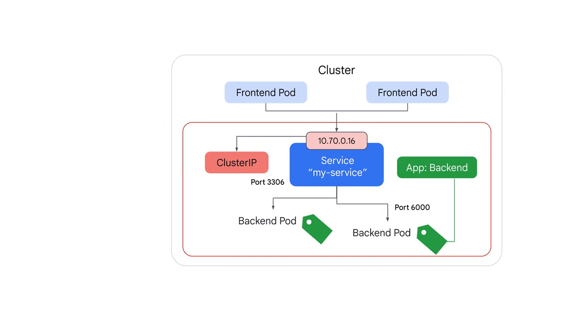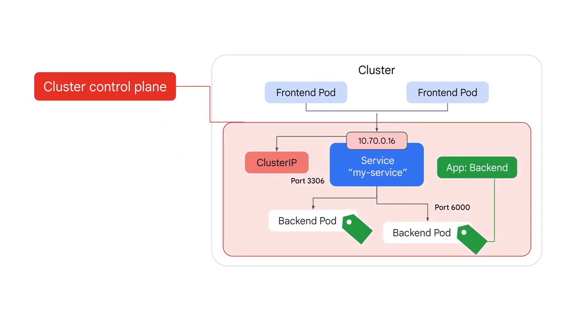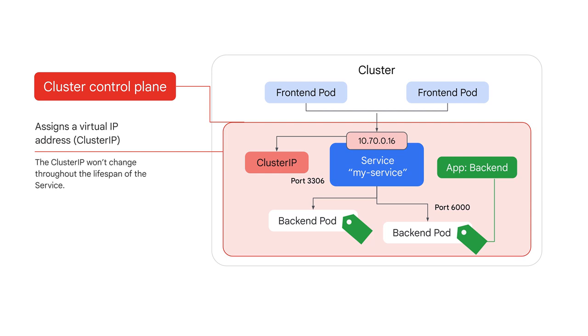When the service is created, the cluster control plane, which is responsible for managing the cluster's nodes and workloads, assigns a virtual IP address, also known as cluster IP, from a reserved pool of alias IP addresses in the cluster's virtual private cloud. This IP address won't change throughout the lifespan of the service. The cluster control plane selects pods to include in the service's endpoints based on the label selector on the service and the labels on the pods.